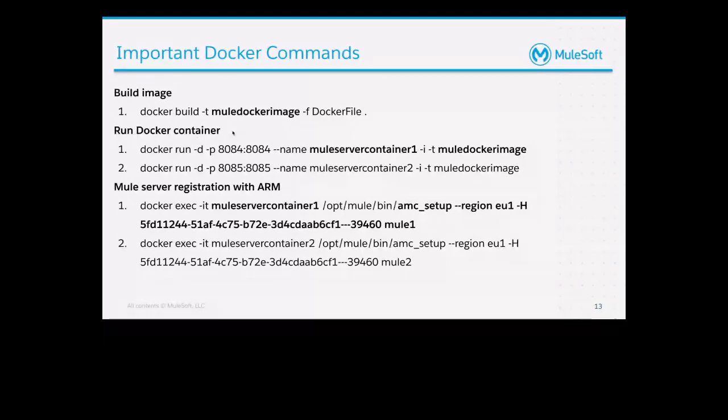Once you've created your image, next you're going to spin up your containers. So how are you going to spin up the containers? This is the command. You use a Docker run command, and then you specify the port on which you want the container to be created or to listen. So this is the port that you're specifying.